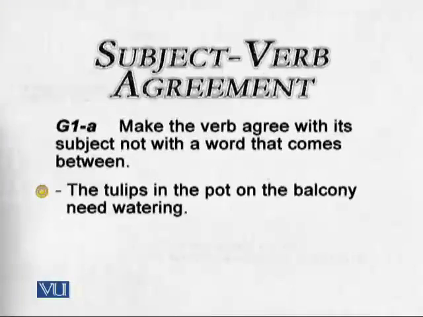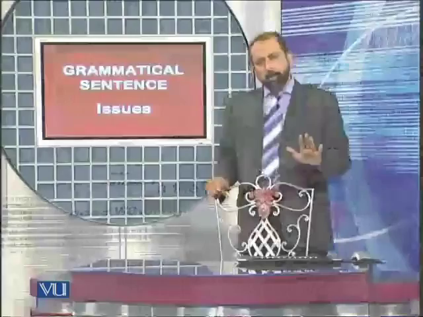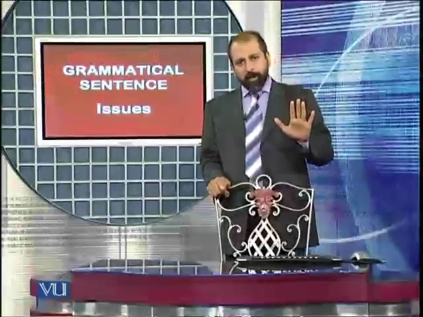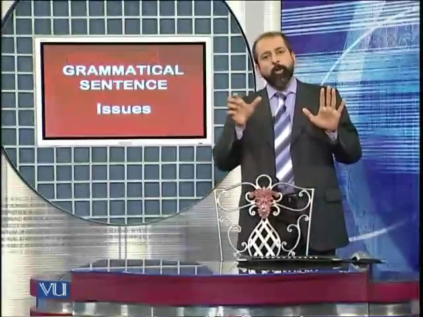Forget about what the words in between your subject and verb are. This is what rule number 1 says. Now, you can see the example. The tulips, now this is your subject in plural form. The tulips in the pot on the balcony need watering. The tulips, which is the subject in plural form, in the pot on the balcony.